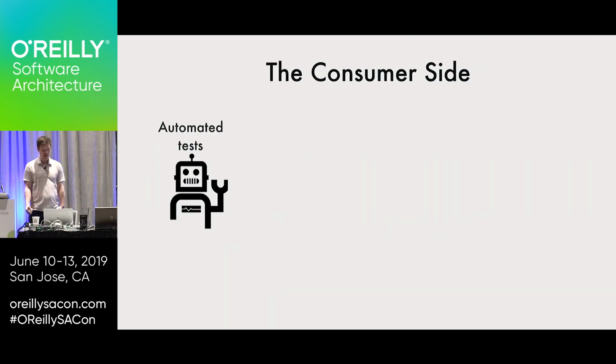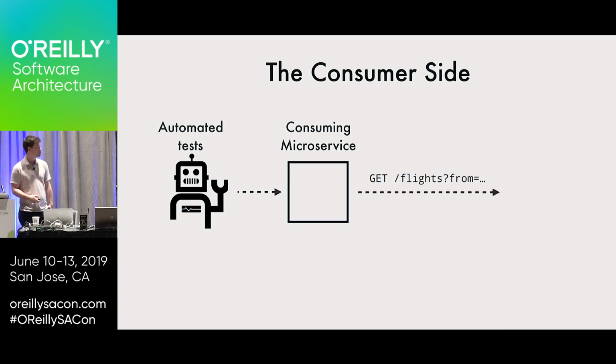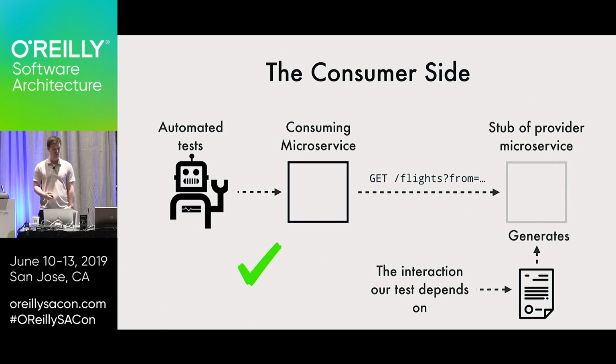So on the consumer side of the interaction, we would start with our automated tests. We would run them against our consuming microservice. And eventually, our consuming microservice would make the API call that we just saw in the previous screen. When it makes that call, that's the point in which we need to create our contract. Our contract creates the interaction that our test depends on in order to be able to pass. And once that contract is complete, we can use it to generate a stub. And that stub will be spun up as part of this automated test, and it will allow our automated tests to go green. So rather than programmatically creating a stub, we just define a contract and then use the CDC framework to generate a stub for us.